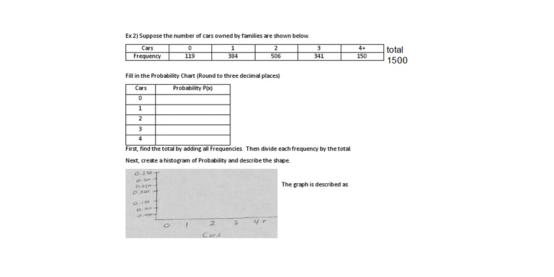So now, lots of dividing. First we will do 119 divided by 1,500. And that is equal to 0.079. Next, we will do 384 divided by 1,500. And that is equal to 0.256.